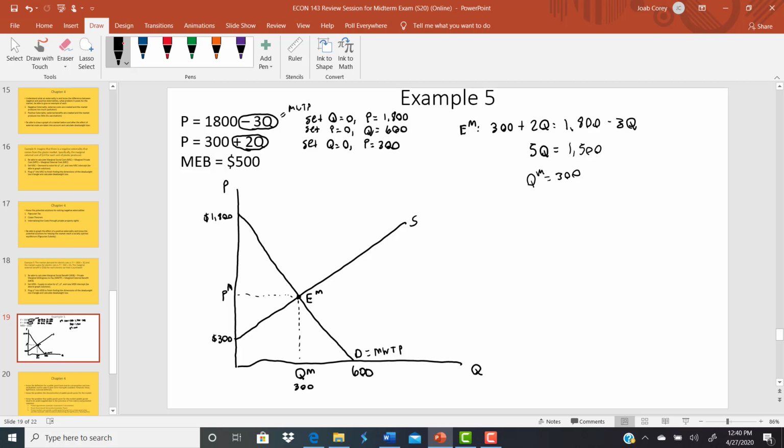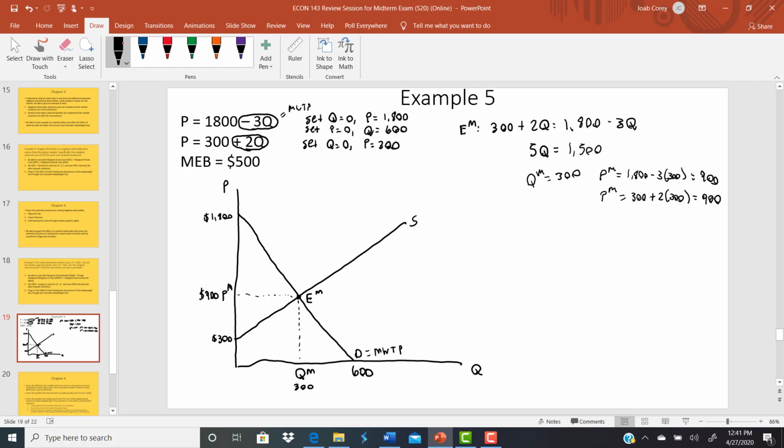Now, if we want to solve for PM, again, we just plug that 300 into either of those two equations, or both of them if you want to be safe and check and make sure you did it right. So we got 1800 minus 3 times 300. That's our demand equation. If we plug it into the supply equation, that's 300 plus 2 times 300. Either way you do it, you should get the same answer, which is 900. So $900 is our very unrealistic price for electric cars in our electric car market. Again, I'm just trying to make the numbers easy enough for you all to calculate.